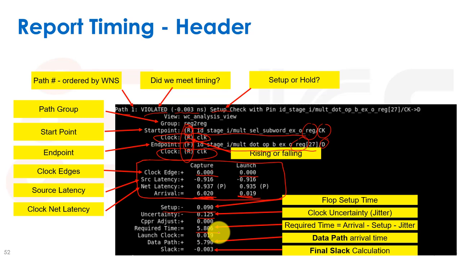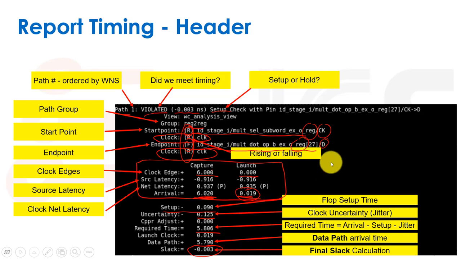The launch clock we saw over here had a 19 picosecond delay, and the data path delay was 5.79 nanoseconds. That's the arrival time. So this plus this arrives at our general arrival time, and the final clock's calculation can be the required time minus the data path plus the launch clock path, and it gives us our final slack of 3 picoseconds.